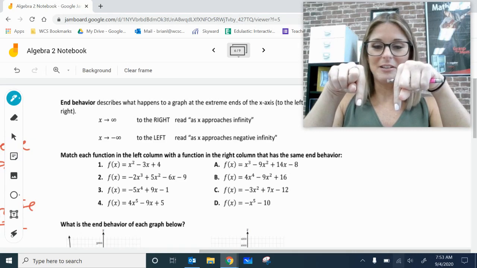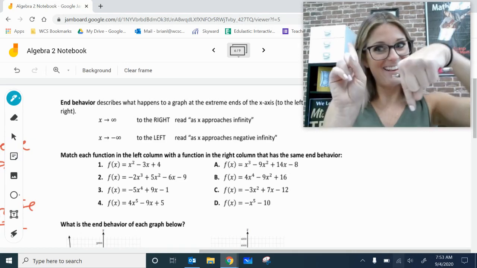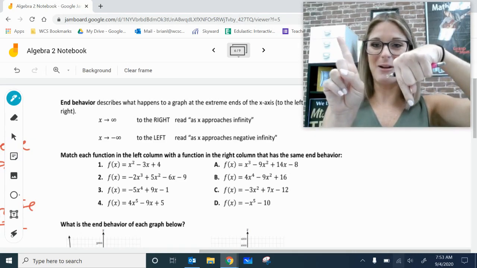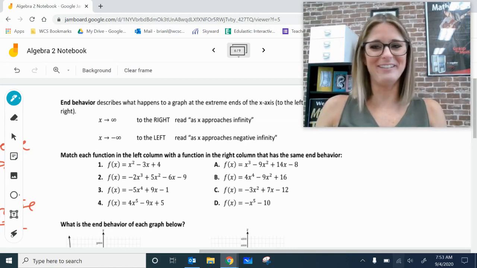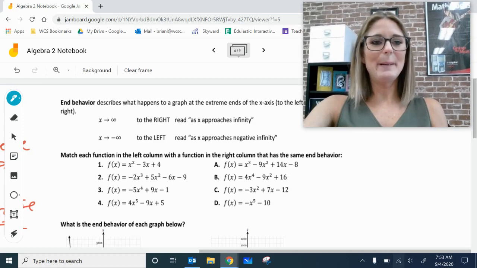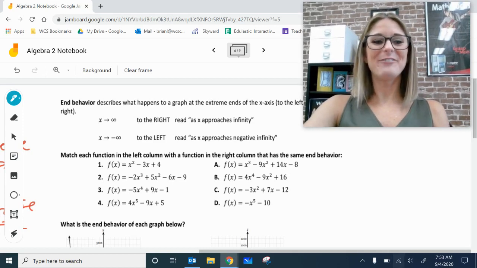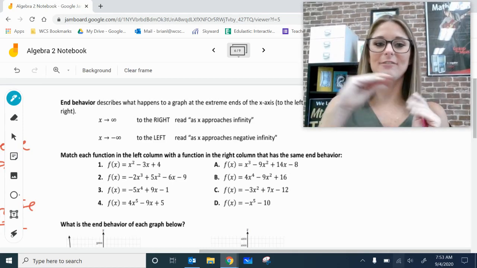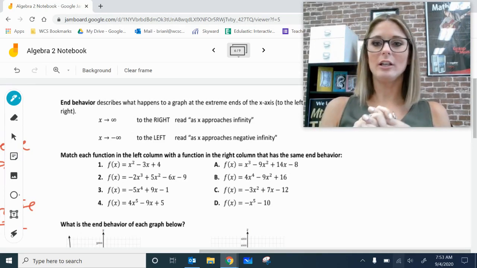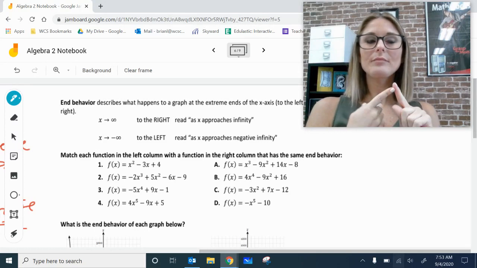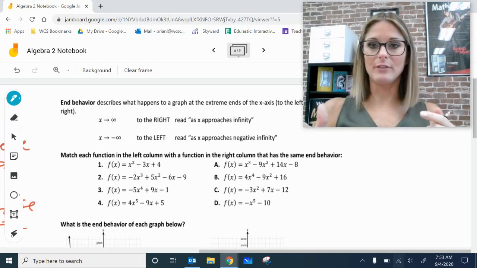Okay, so thinking about what we just discussed about even positive, even negative. I don't know if the video is going to flip it on me, but this to me is positive odd and negative odd. Sorry if the video is all flopped. Match each function on the left column with a function in the right column that has the same end behavior. So we're going to look at the leading coefficient and the degree, if it's even or odd.